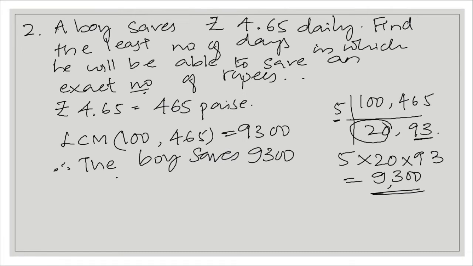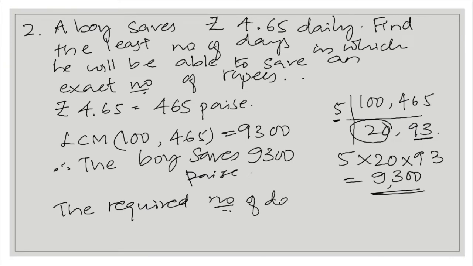9300 paise. The required number of days is obtained by dividing 9300 by the paise per day, and we get it as 20 days. So a minimum of 20 days are required to make this a complete rupee.